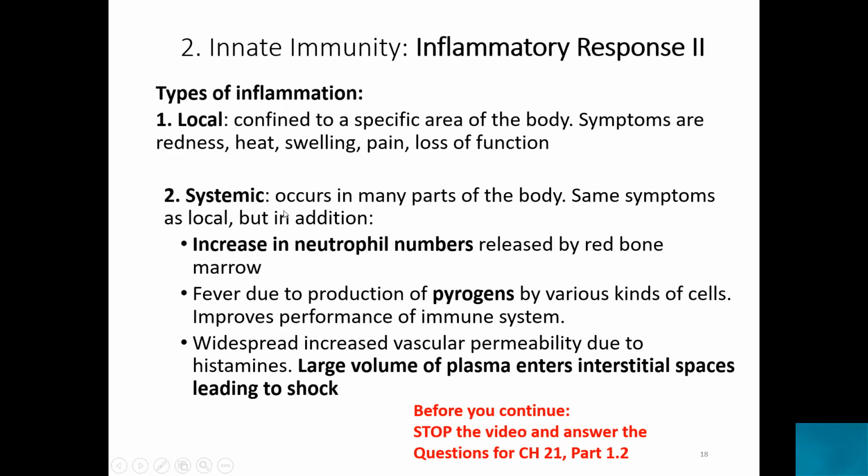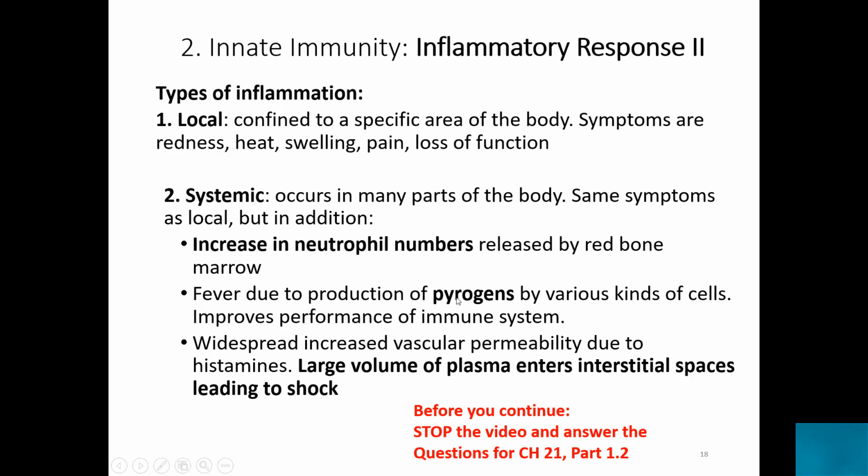Next one, systemic inflammation. Systemic inflammation is when that process of inflammation happens in many parts of the body. Same symptoms as local, but in addition, there will be an increase in neutrophil numbers. So if you take a blood test, there will be a high level of neutrophils in the blood. Fever.